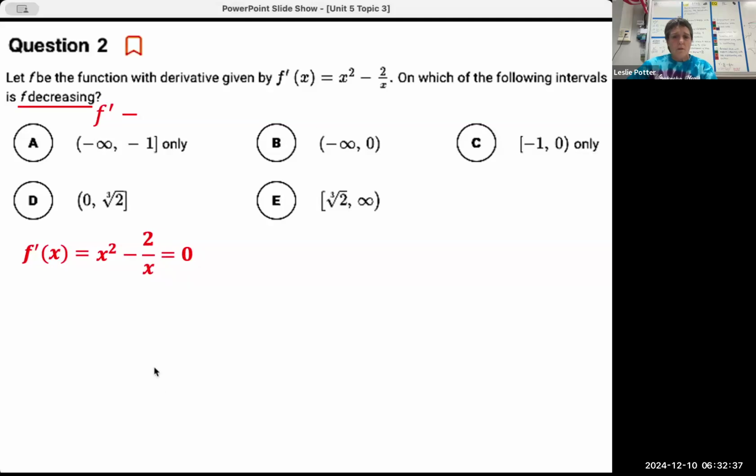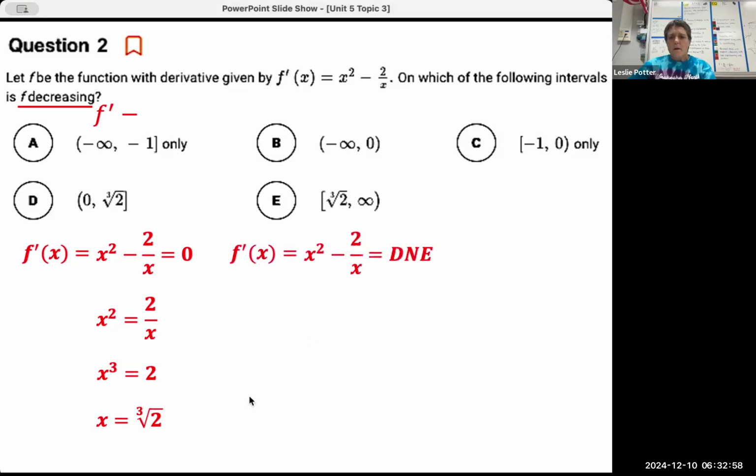So we know the derivative is as it's stated. We're going to set it equal to 0 and solve this. The best way to solve this is I'm going to move the rational portion over to the right, and I'm going to cross multiply. So x cubed equals 2. And so x equals the cube root of 2, which you notice is present in some of those answers. And so I'm going to draw, and then, oh yeah, I'm going to look at where the derivative doesn't exist, right?